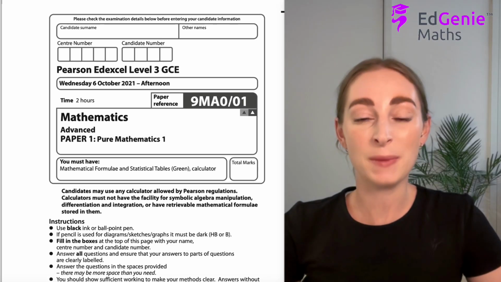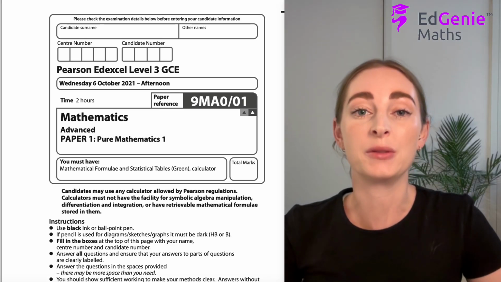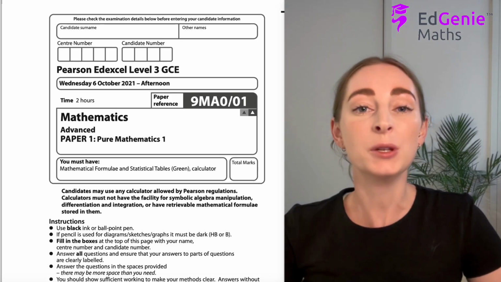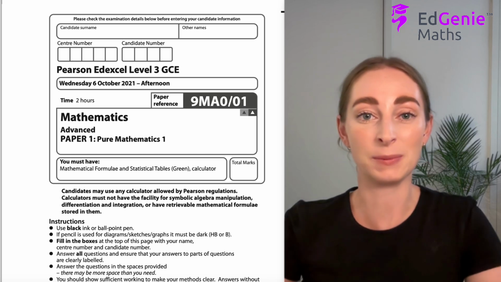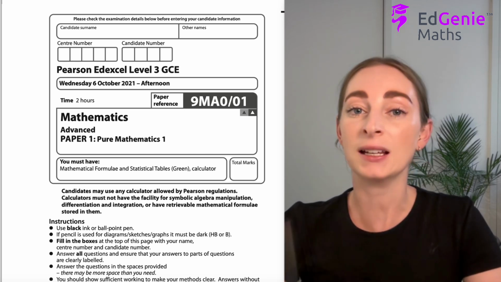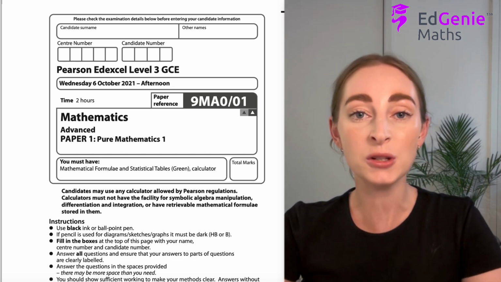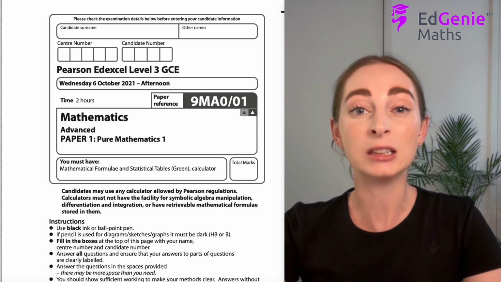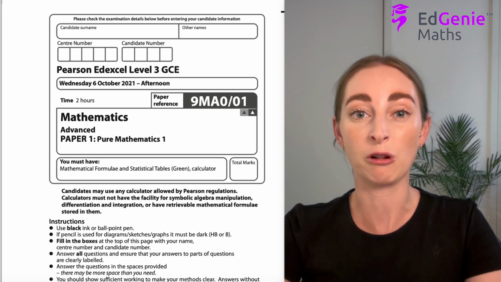Hi, I'm Jodie from EdGenie and I'm going to be going through the October 21 Pure 1 Edexcel A-Level Maths paper. I'm going to be telling you exactly what I'm doing and exactly why I'm doing it, and I'm also going to have a little look at the examiner reports to see what other students commonly got wrong.